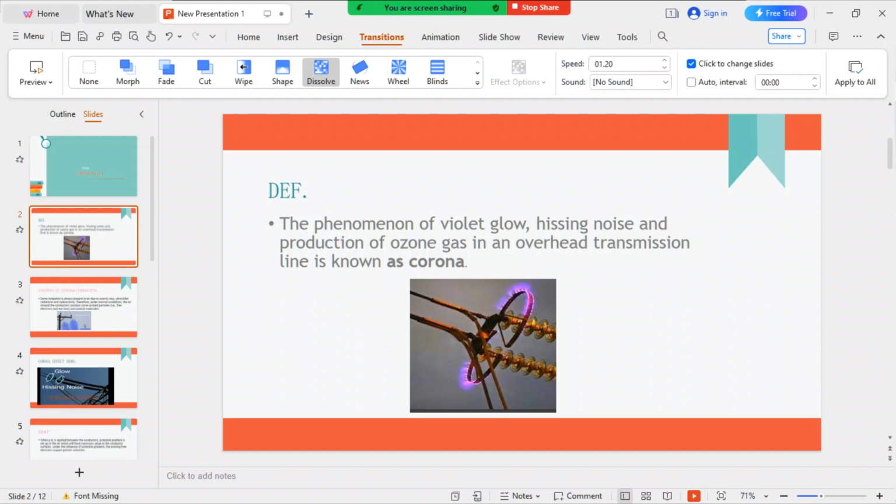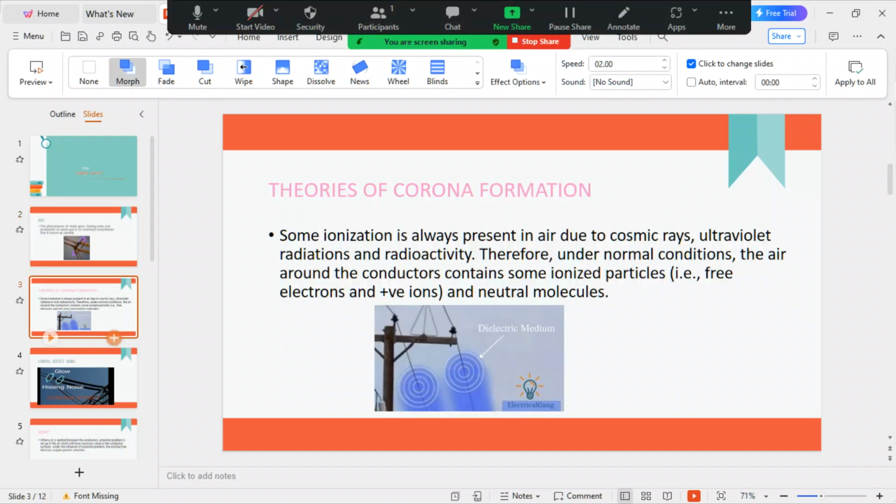By definition, I can say corona effect is a phenomenon of violet glow, hissing noise, and production of ozone gas in an overhead transmission line. So that is what we refer to as corona effect. As seen from the picture displayed, you may have come across this scenario where the transmission line at some point produces some glowing, and of course under certain factors or weather conditions, that is when it appears.